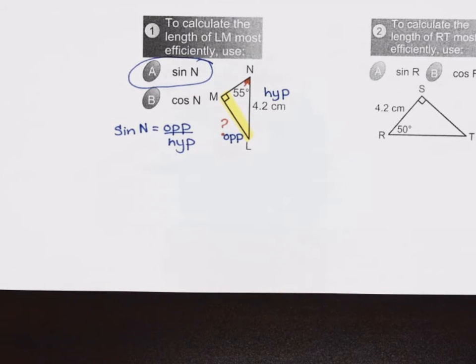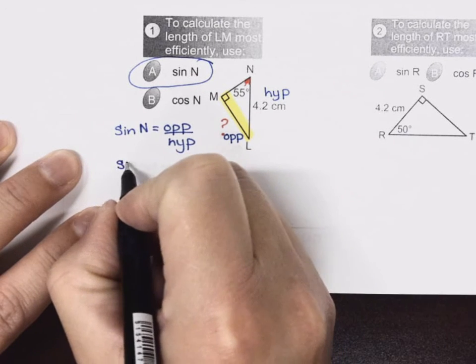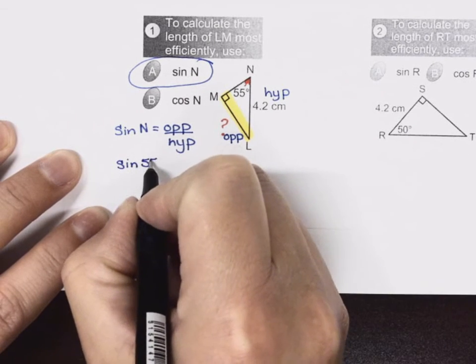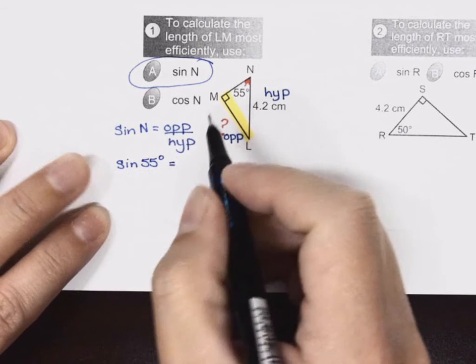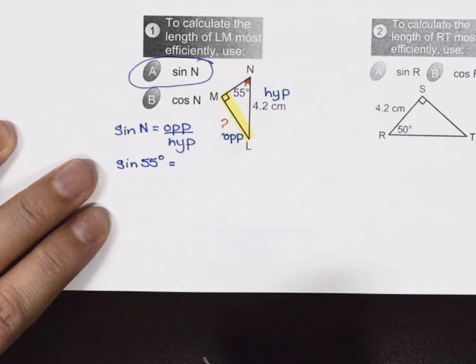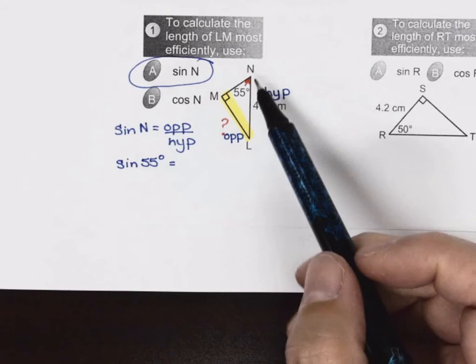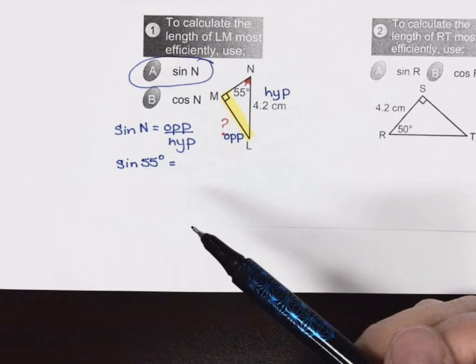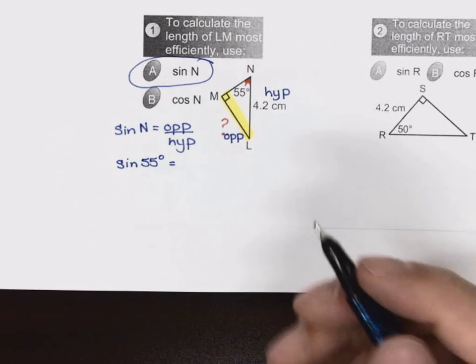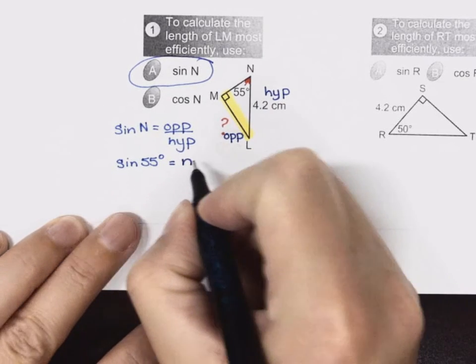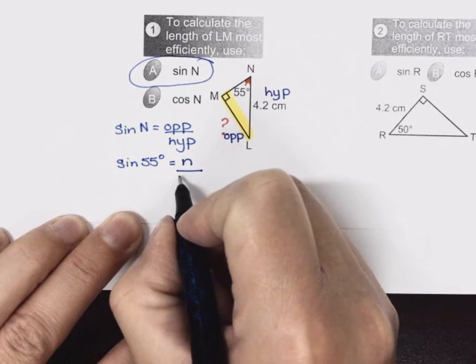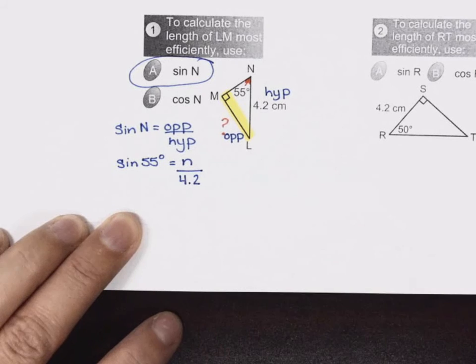No, you don't always have to write out the formula for me. I think you guys have experience with this, so you might feel comfortable, but we're going to fill in what we know. Sine of 55 degrees. Do we know what opposite is? No. Are we going to give it a letter? What letter? Go to your triangle. What letter is it? A lowercase n. And the hypotenuse is 4.2.